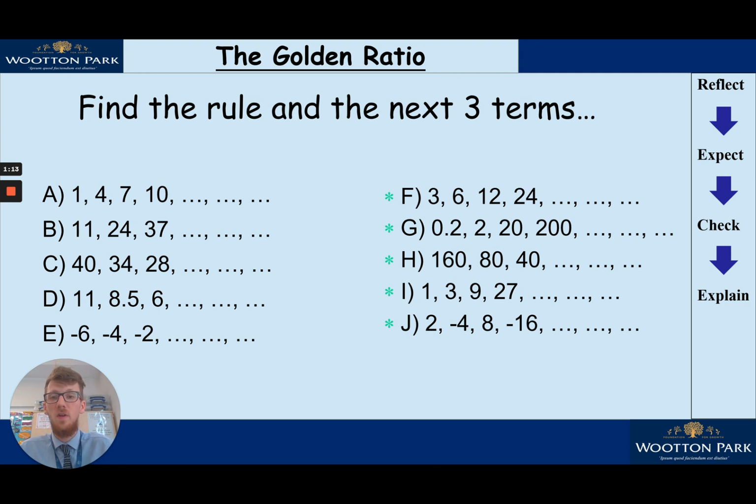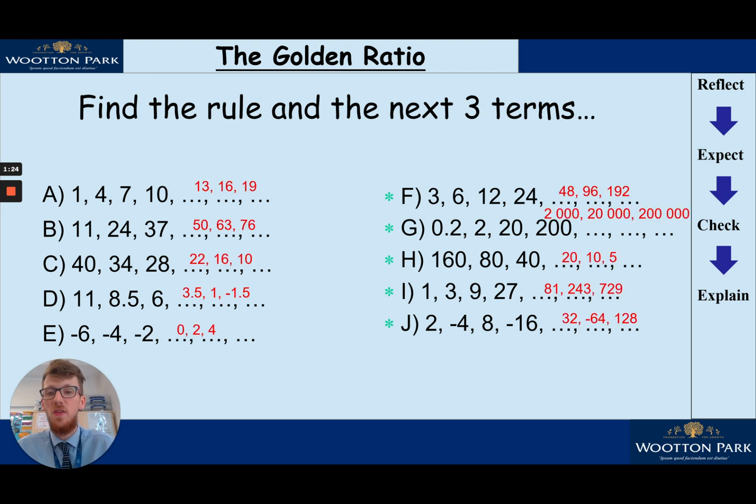Okay, so hopefully you've paused the video and given this a go. The first sequence, 1, 4, 7, 10, you might have found that the rule is we're adding 3 each time, to give us the next three terms of 13, 16 and 19. So the rule there was add 3. Question B, we were adding 13 each time, and that gave us 50, 63 and 76 for my next three terms. And then for question C, we were taking away 6 each time, which then gave me 22, 16 and 10.